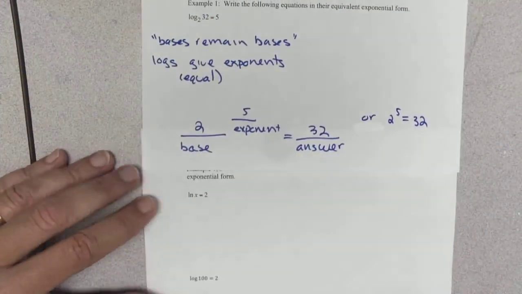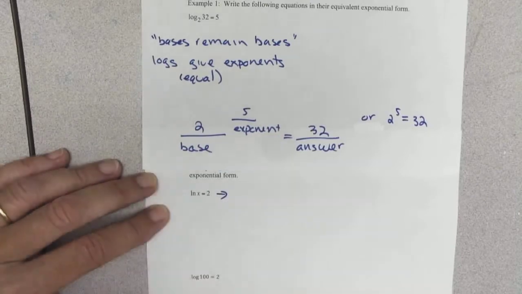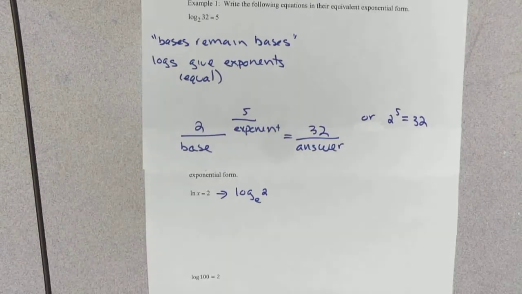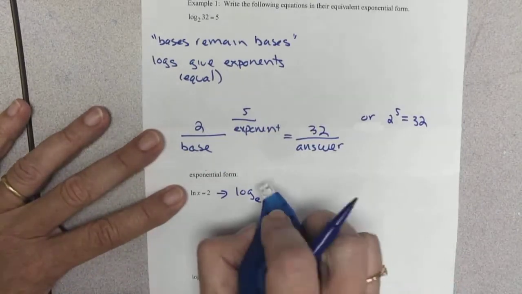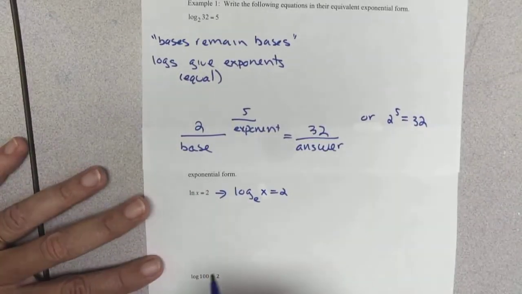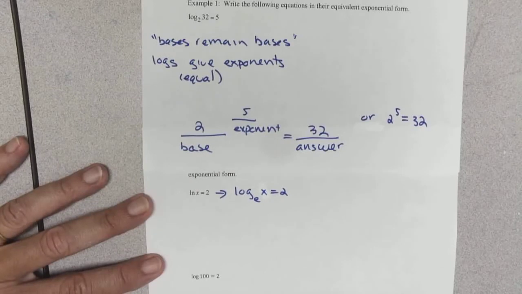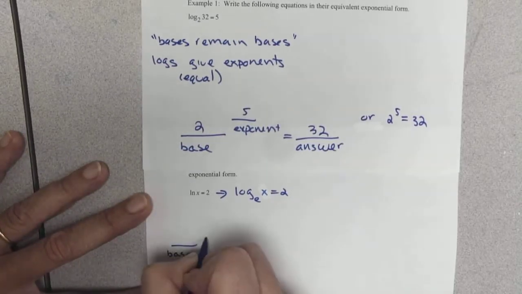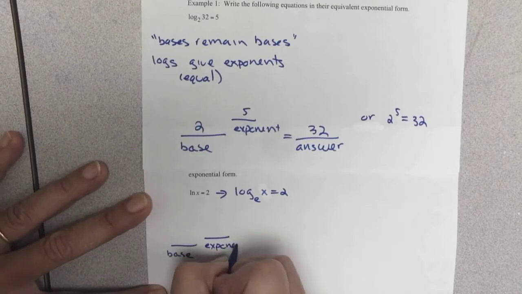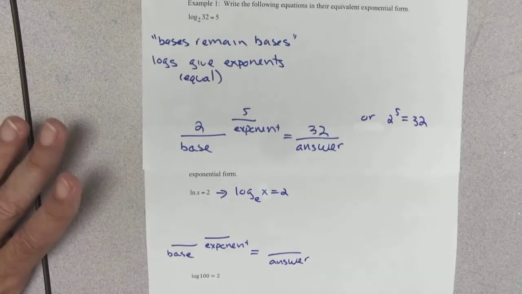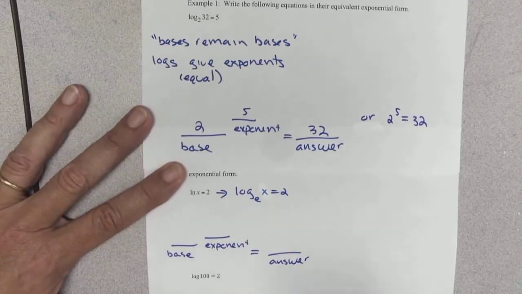Same idea. We do need to remember here, when it says natural log of x, that means log base e of x equals 2. We're going to use these same words up here. Bases remain bases. Logs give exponents. Logs equal exponents. So I'm going to have a base raised to some sort of exponent equals some sort of answer.